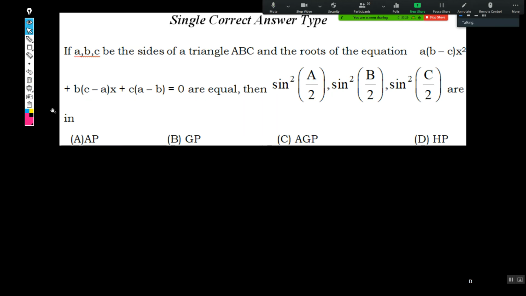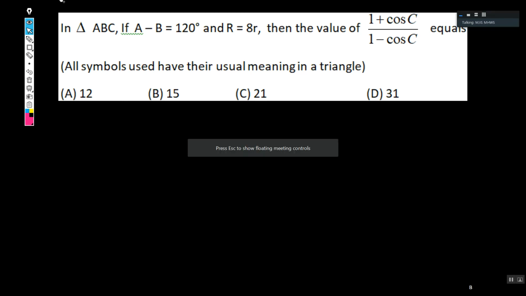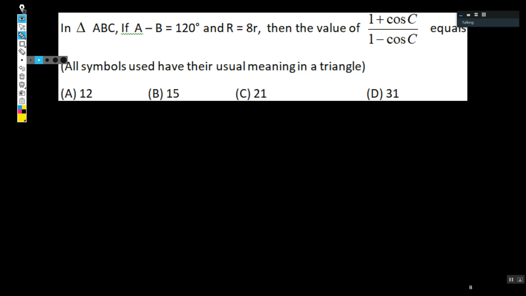Please see that, every one of you. A minus B is given to be 120 degrees and capital R is equal to 8 small r. The value of 1 plus cos C by 1 minus cos C. All symbols used have their usual meaning in a triangle. One plus cos A by 1 minus cos A. Anyone, can you tell me what is its simplified value?